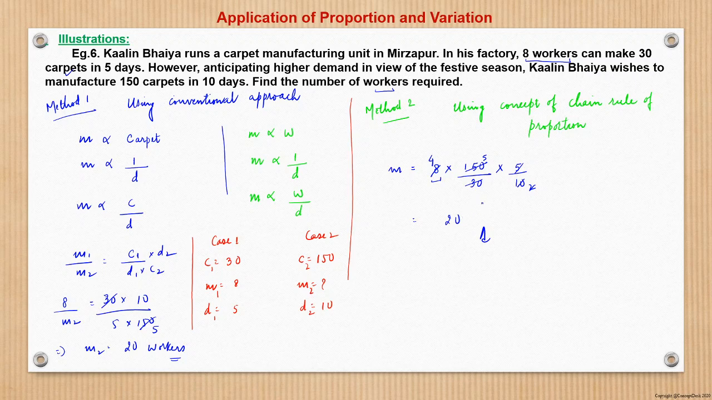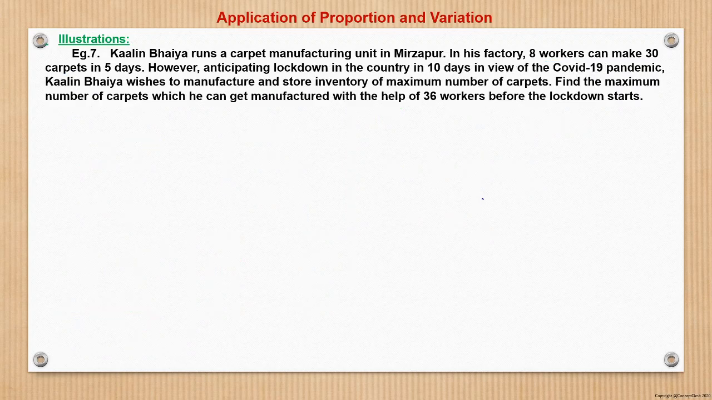Now we will use this method in other problems also. Let us see what the problem says. Kalin Bhaiya again runs a carpet manufacturing unit in Mirzapur. In his factory, 8 workers can make 30 carpets in 5 days.